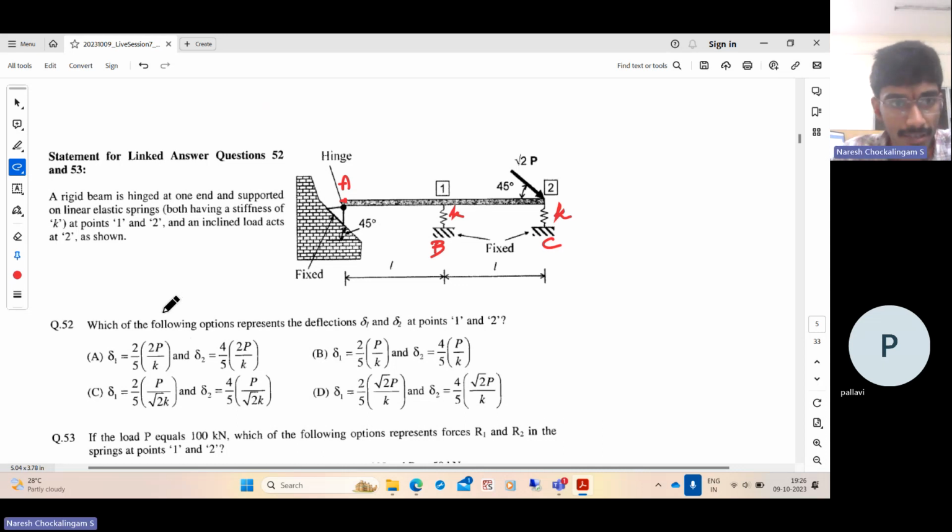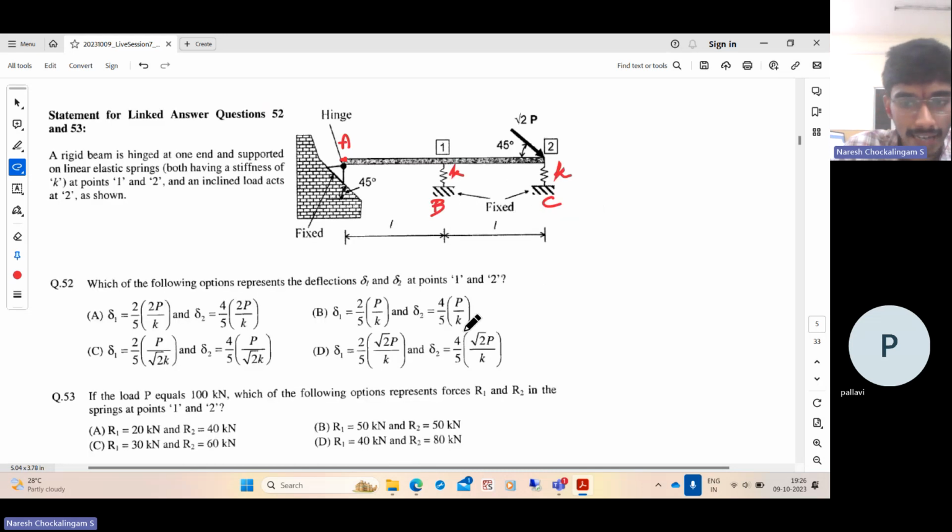And this is a linked answer question, so there's a paragraph based on which we should answer the other two questions. The first one is to find an expression for the displacements delta 1 and delta 2 in terms of the load P and the spring stiffness K. And the second is to find the reactions R1 and R2 for a specified magnitude of the force P. Although it appears a bit complicated, it is actually very simple.